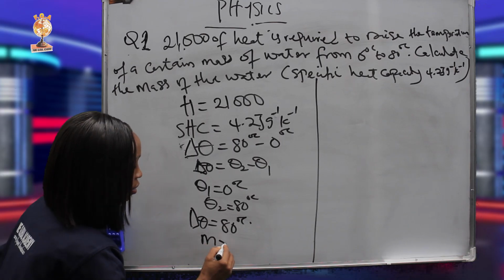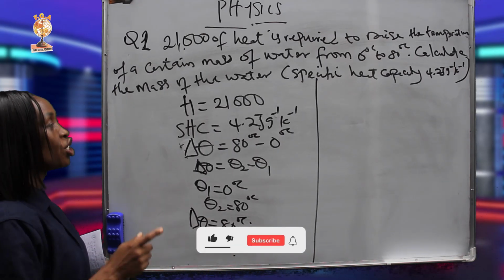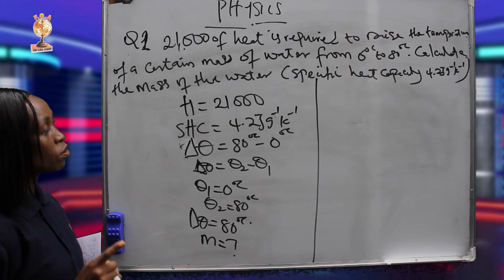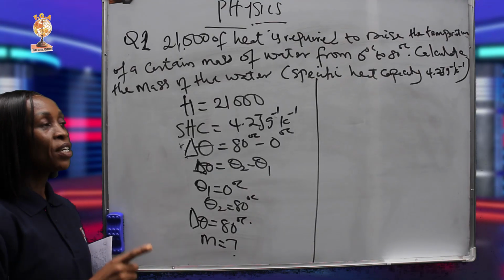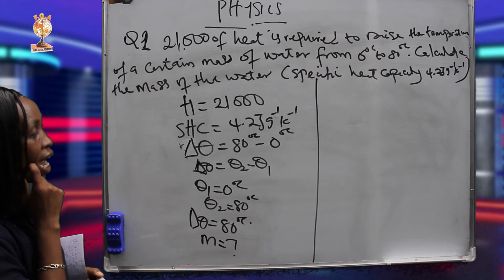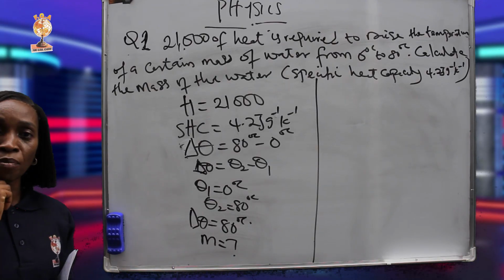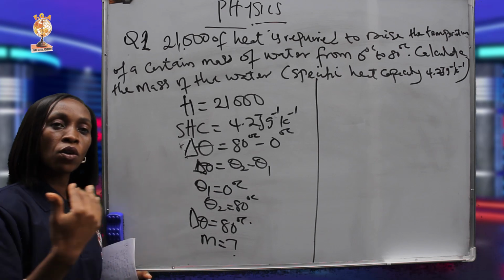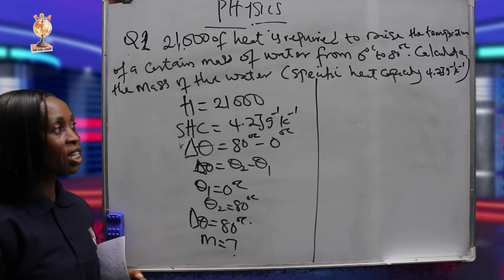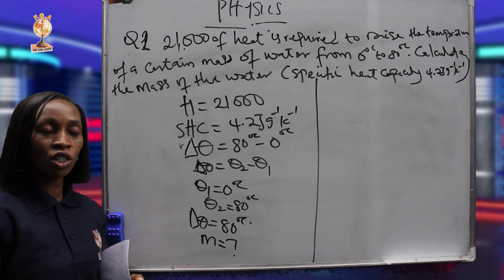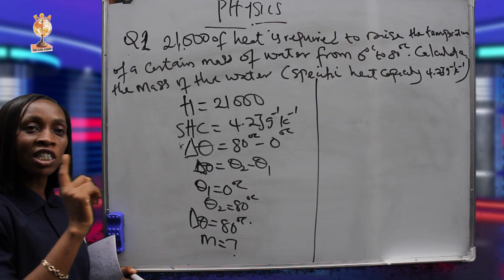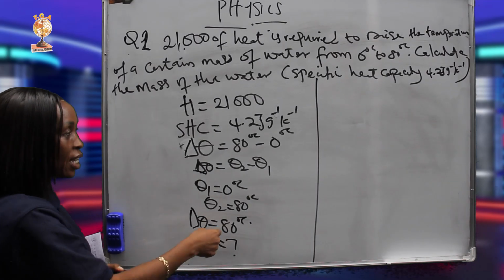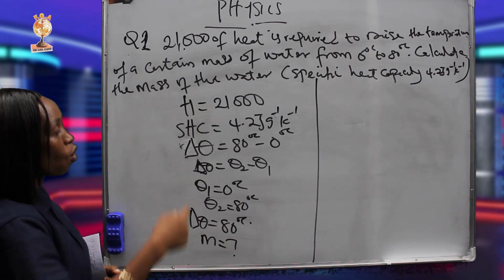I'm asked to look for mass, which is unknown. So now, H, which is the heat, is 21,000. SHC, representing specific heat capacity, is given as 4.2. And then delta T, which is the change in temperature, is theta 2 minus theta 1. Your theta 1 is 0 degrees Celsius and your theta 2 is 80 degrees Celsius. So 80 minus 0, you are having 80. And I'm asked to find M, which is the mass of the water.